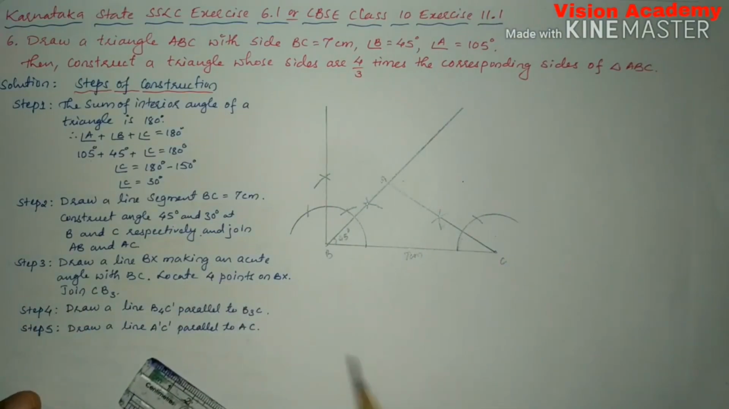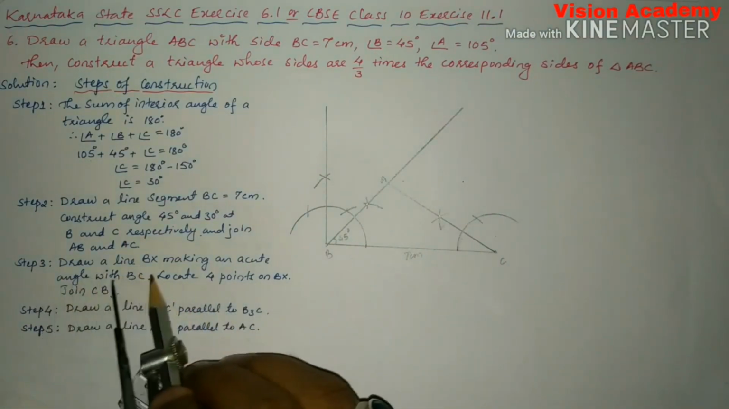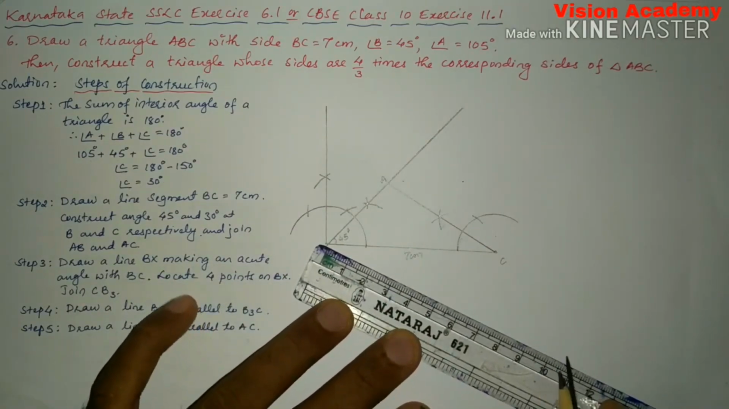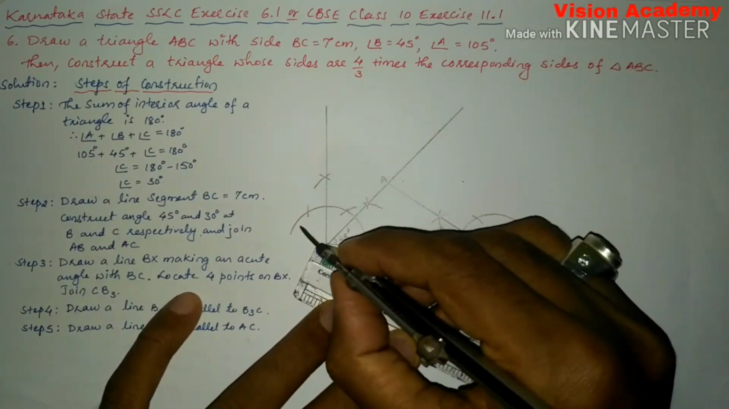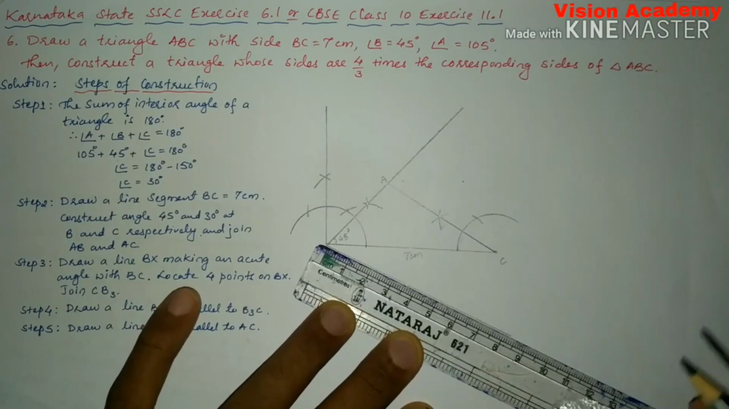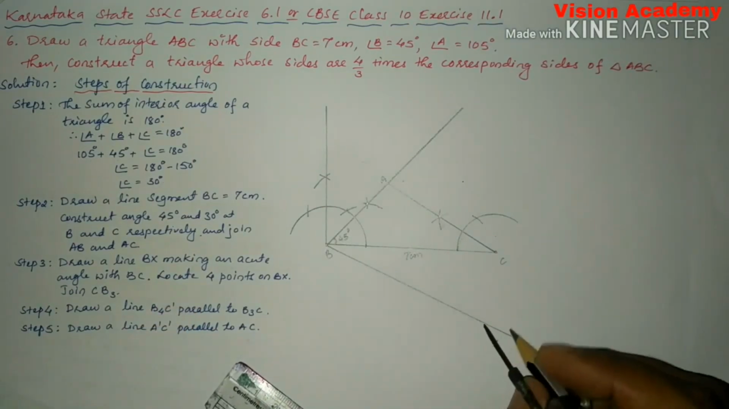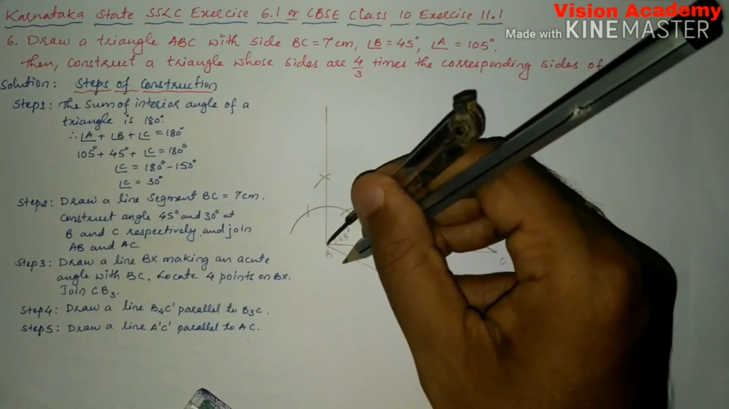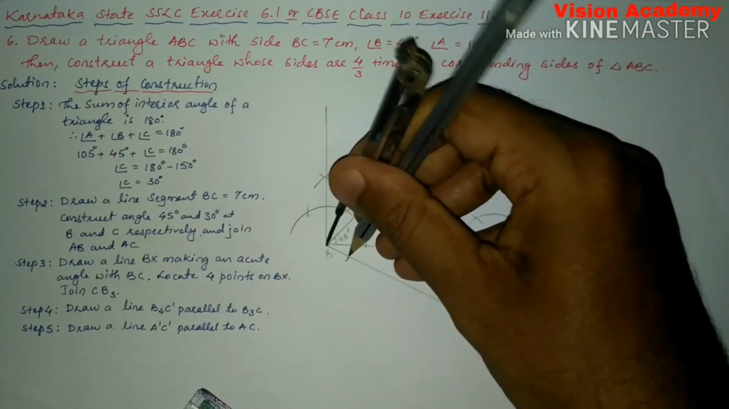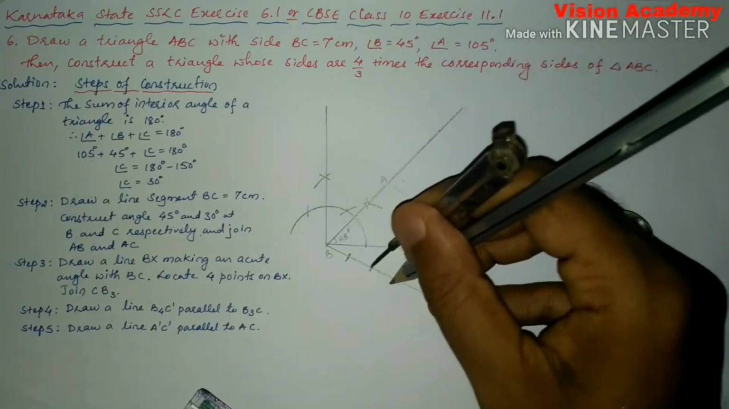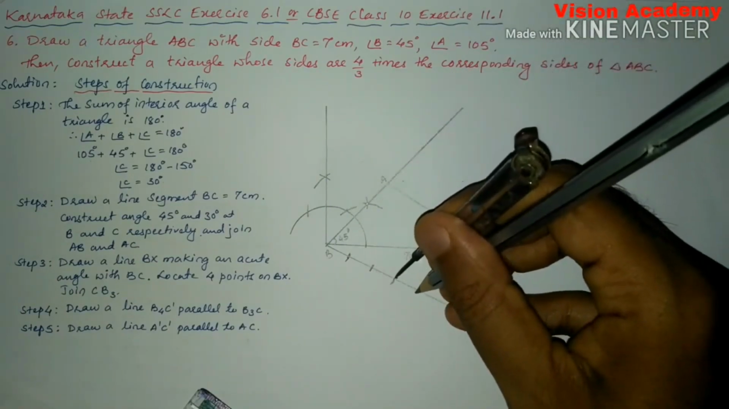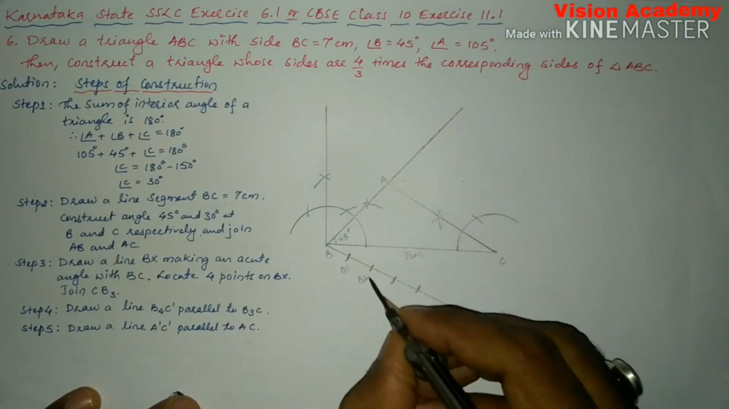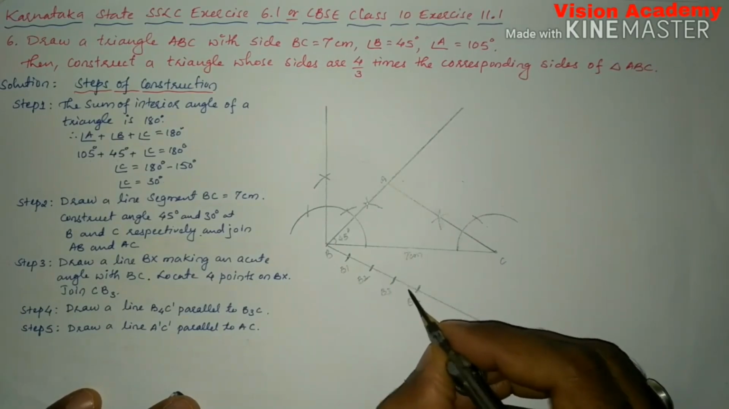Now we have to draw a line BX making an acute angle with BC. Acute angle means less than 90 degrees. So here let me draw a straight line and name it BX, and locate 4 points on BX. This is one point, second point, third point, and then the fourth point. Let us name them B1, B2, B3 and B4.